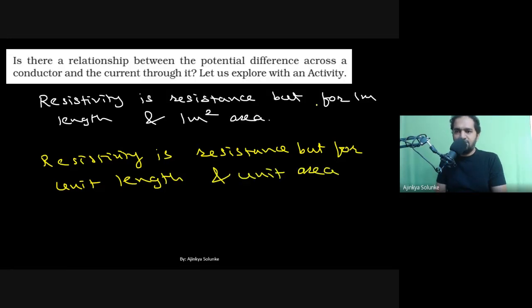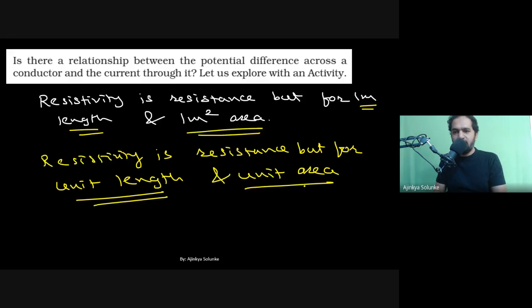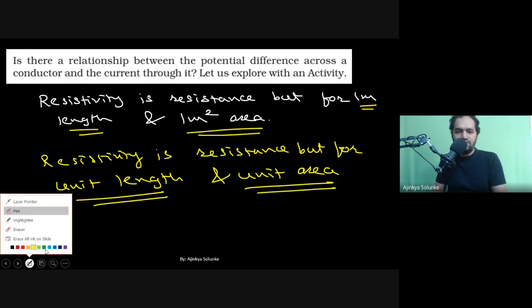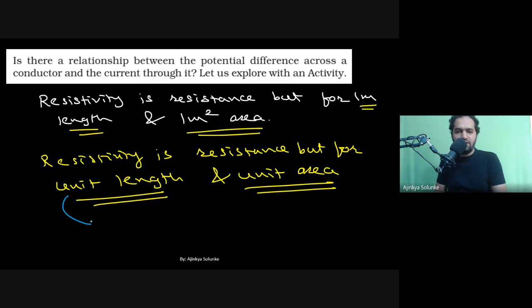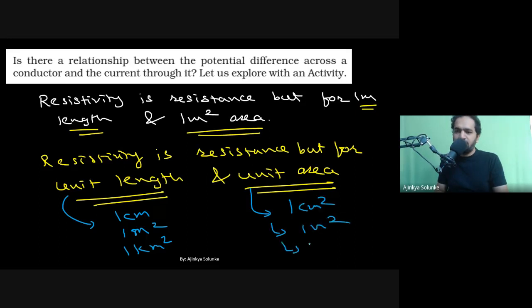Please understand the changes I have made. In place of 1 meter length, I have written unit length. And in place of 1 meter square area, I have written unit area. Now a student can use any unit for my definition. Unit means what? 1. So he can use 1 centimeter, 1 meter square, 1 kilometer square, he can even use mile. It doesn't matter. He can use any unit in this case. Same goes for area: either 1 centimeter square, 1 meter square, or 1 kilometer square. It doesn't matter what kind of unit he's using.